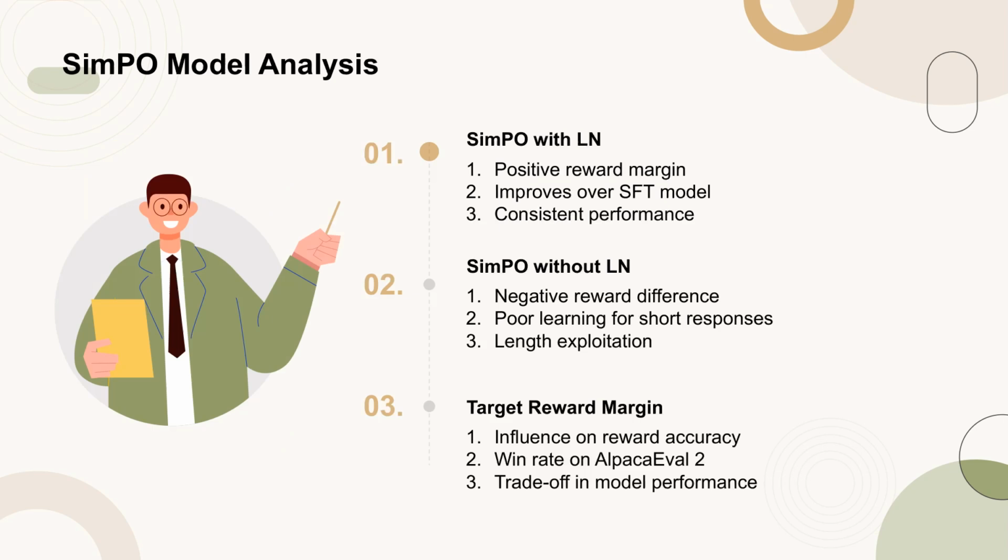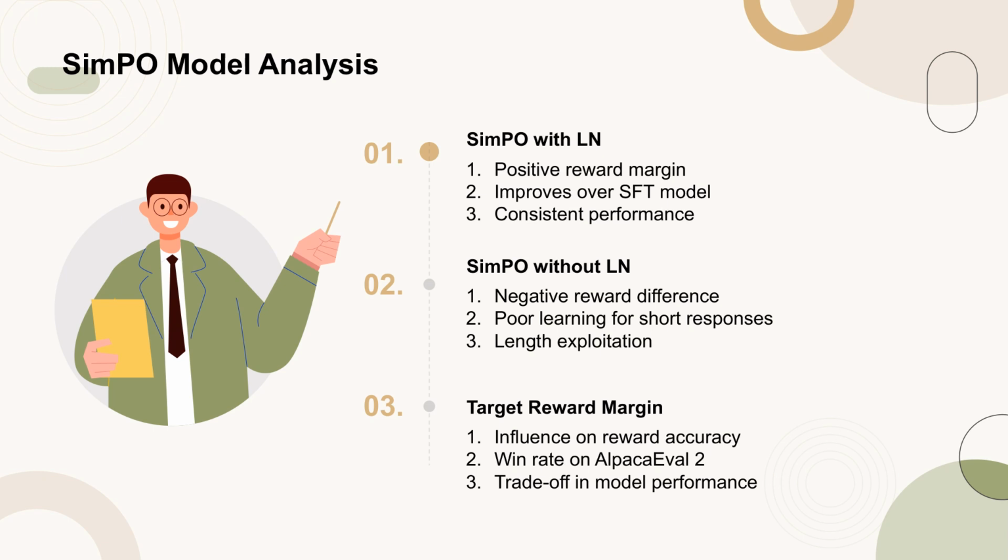The SimPO model with layer normalization, LN, consistently achieves a positive reward margin for all response pairs, regardless of their length difference, and consistently improves the margin over the SFT model. In contrast, SimPO without LN results in a negative reward difference for preference pairs when the winning response is shorter than the losing response, indicating poor learning for these instances.